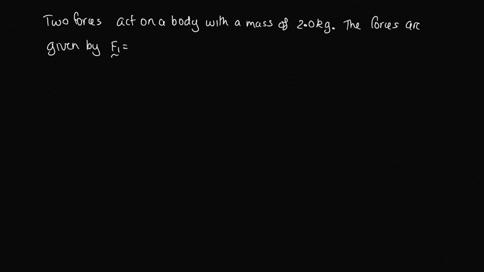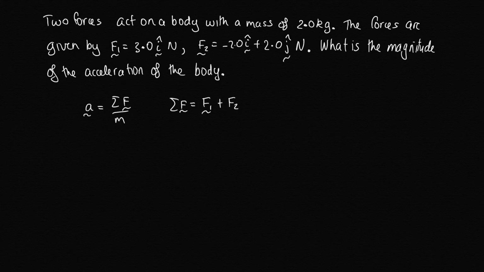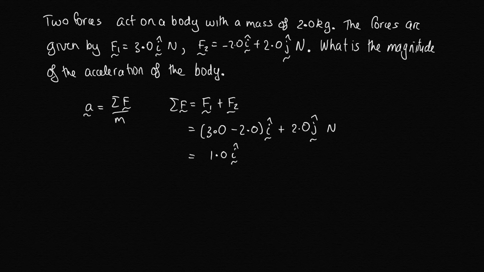The question is, two forces act on a body with a mass of 2.0 kilograms. The forces are given by F1 is equal to 3.0 i newtons, and F2 is equal to minus 2.0 i plus 2.0 j newtons. So in this case, the sum of the forces is equal to F1 plus F2. And so this is equal to 3.0 minus 2.0 i plus 2.0 j newtons. And so this is equal to 1.0 i plus 2.0 j newtons.